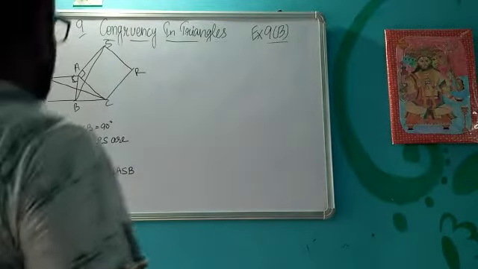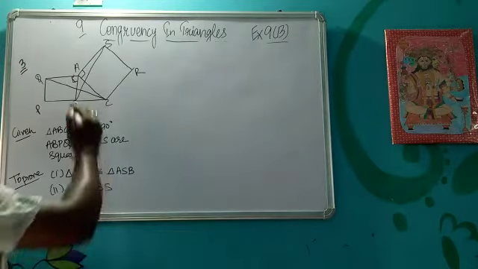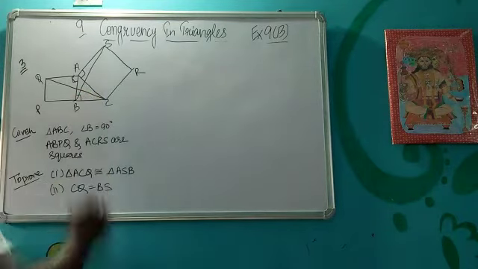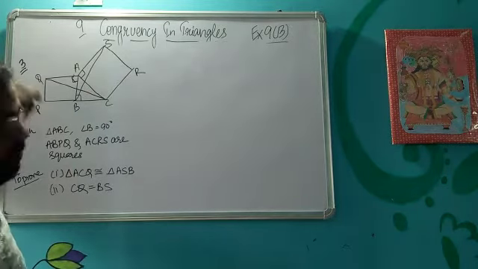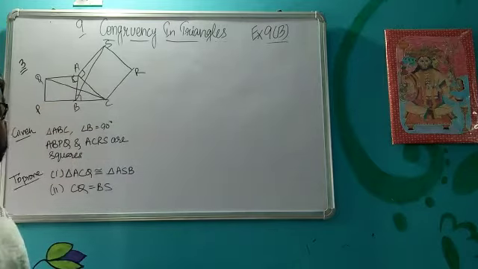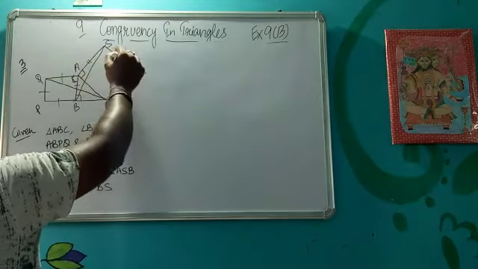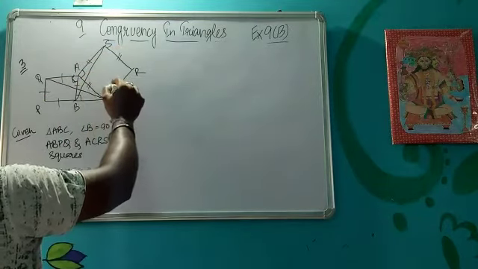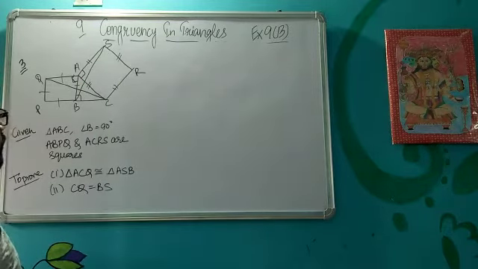Okay, let's discuss one more question. So in this, what is given? The triangle ABC is there. In this, angle B is 90 degrees. Then ABPQ and ACRS are the squares. Okay, these are the different squares. That means these sides are equal to each other, and these sides are also equal to each other, and all the internal angles are 90 degrees. Now we have to prove that triangle ACQ is congruent to triangle ASB.